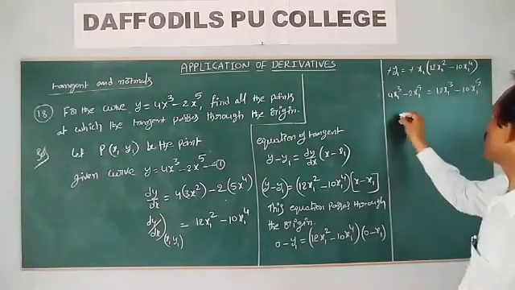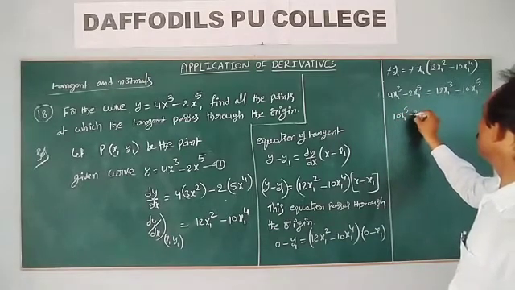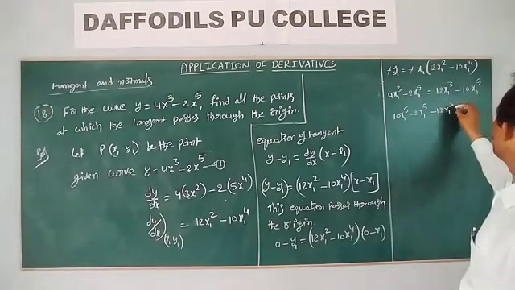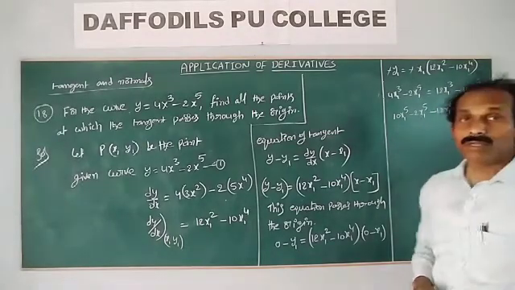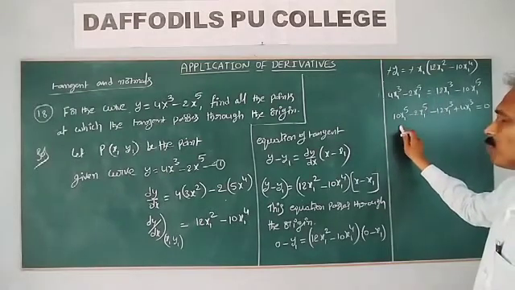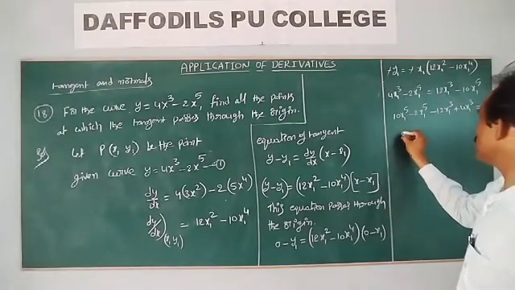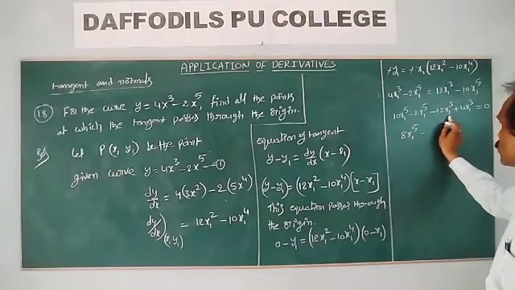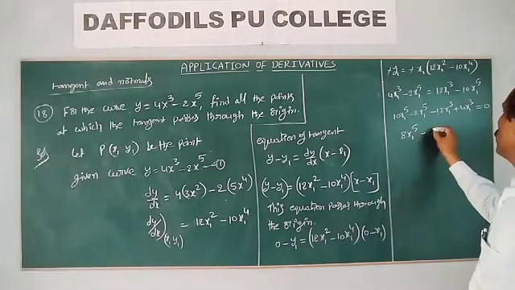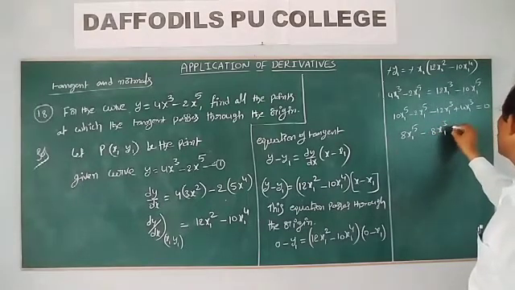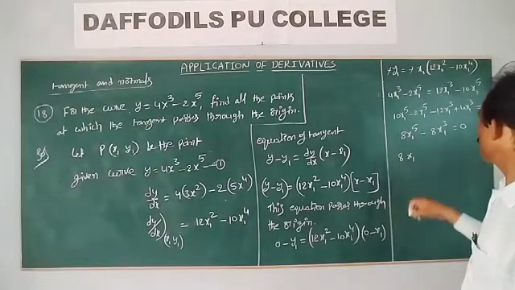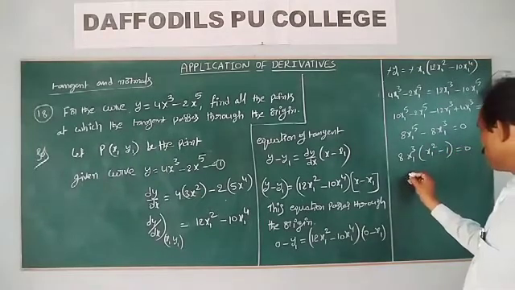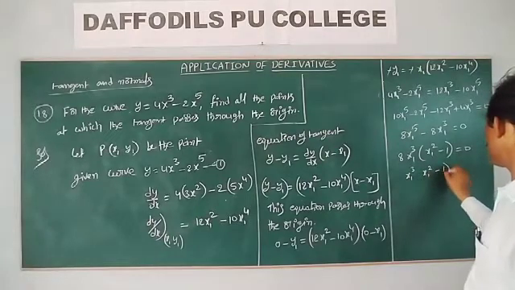Take the terms to one side: 10x1 power 5 minus 2x1 power 5 minus 12x1 cube plus 4x1 cube is equal to 0. 10x1 power 5 minus 2x1 power 5 is 8x1 power 5, and minus 12x1 cube plus 4x1 cube is minus 8x1 cube, equal to 0. 8 is common, and x1 whole cube is possible to take out: x1 cube times x1 square minus 1 is equal to 0.